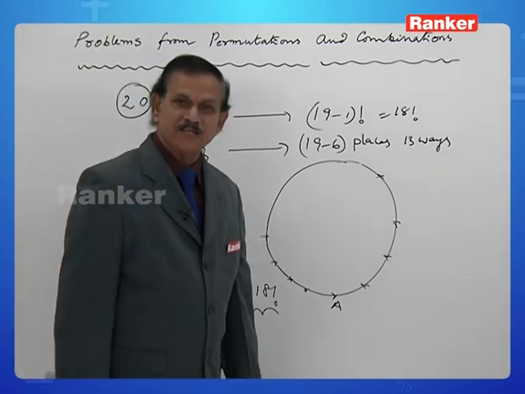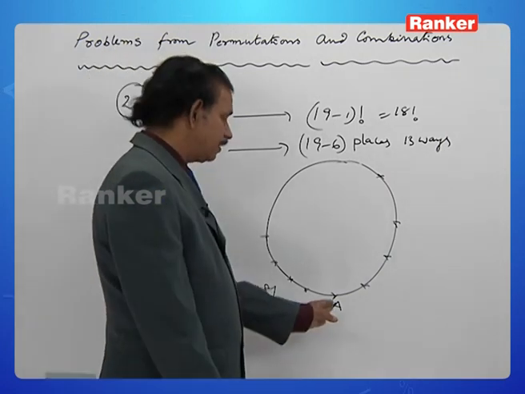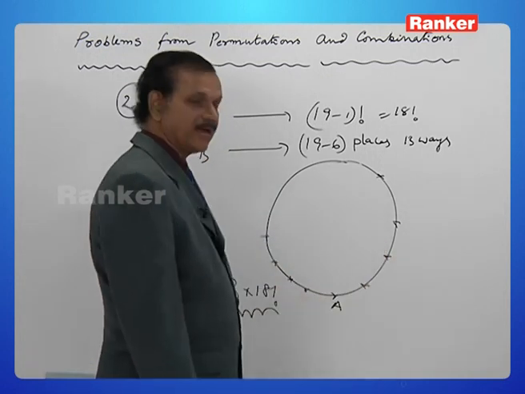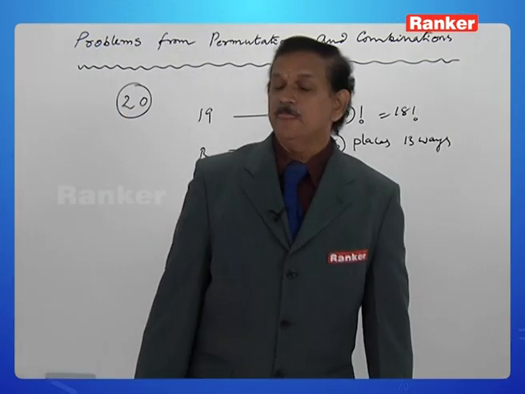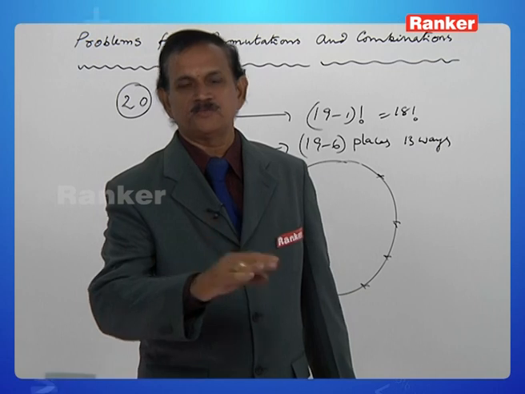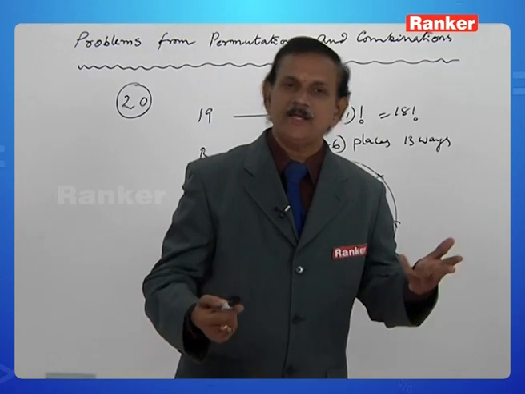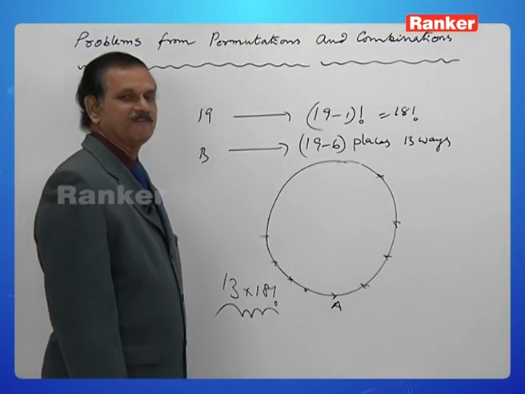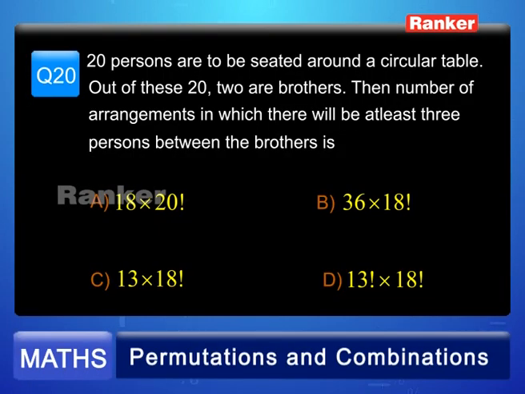Well, let us decide the place at which the second brother can be arranged. You are supposed to leave 3 gaps to this side and 3 gaps to this side. Total 6 gaps you have to leave, because to maintain the constraint that there must be at least 3 persons between the brothers A and B, you have to leave these 6 gaps. So, remaining 19 minus 6 gaps are only possible for B being arranged. Therefore, the total number of ways is 13 into 18 factorial. That is the third option. Option C is the right option. Correct answer is 13 into 18 factorial.